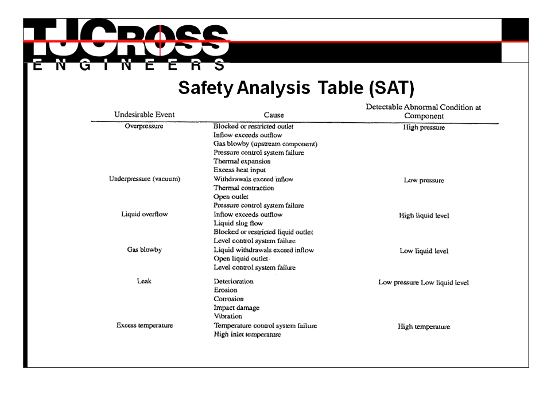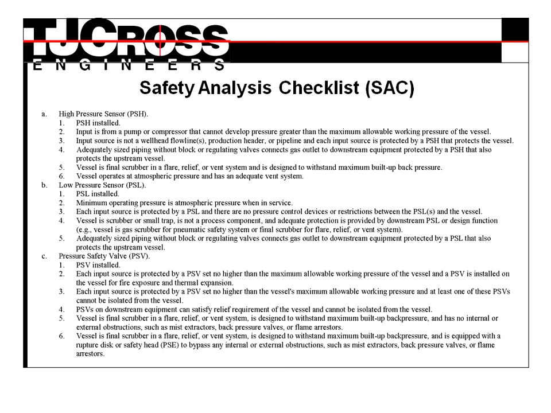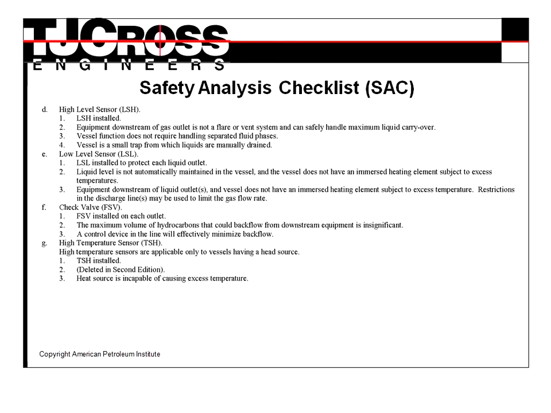API RP14C provides a detailed safety analysis table, or SAT, for each type of equipment that outlines the possible causes of undesirable events and the detectable condition at each of the components. API RP14C also provides a safety analysis checklist to review design considerations for typical equipment and processes. The checklists make it easy to determine if equipment is adequately protected.